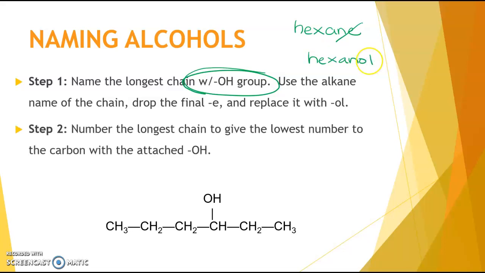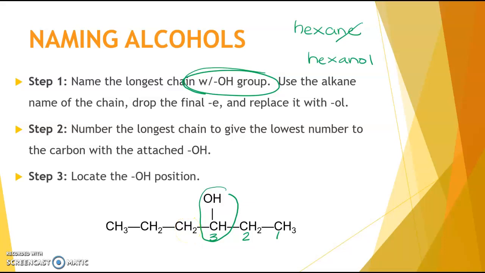Next step, number the longest chain to give the lowest number to the carbon with the attached group. So our hydroxyl group is getting that preference. If I count this way, I'm going to get 1, 2, 3, 4. Well, that sounds like too many in comparison, so let's count the other way. 1, 2, 3. So I'm going to locate this on the third carbon, and counting from the side closest gave me the lowest number.